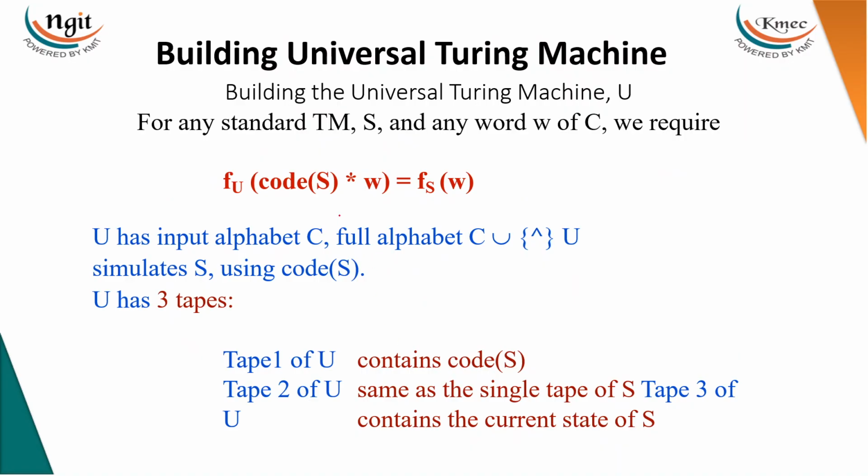Okay. Then how are we going to build a universal Turing machine U for a standard Turing machine? Yes. So simply you have to give the code of the Turing machine, as I told you, and the strings you are giving. If you give this as an input to the universal Turing machine, it will take all the strings by reaching the final states of your Turing machine.